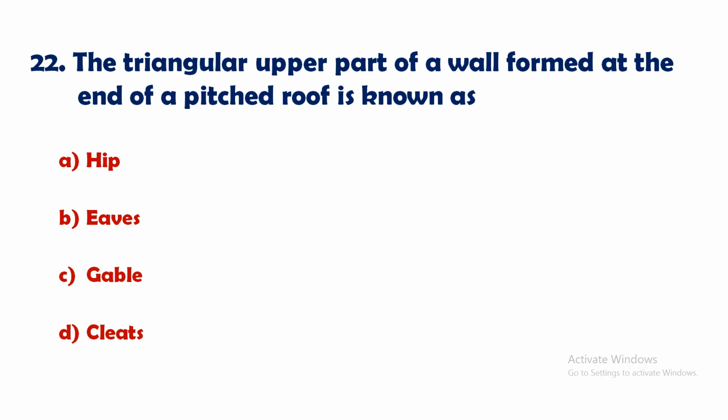The triangular upper part of a wall formed at the end of a pitched roof is known as hip, eaves, gable, cleat. The answer is the triangular upper part of a wall formed at the end of a pitched roof is known as gable.